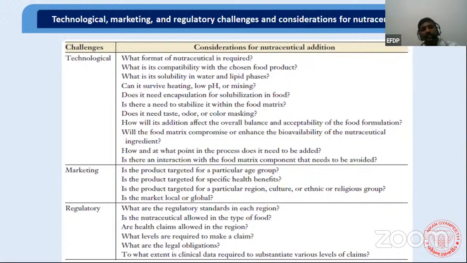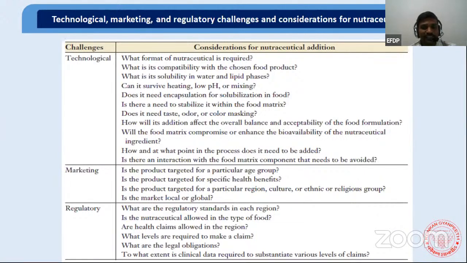Then food matrices: will the food matrices compromise or enhance the bioavailability of the nutraceutical ingredient? Specifically, is there any interaction of the components with the process, and the interaction with the food matrices, because glassy matrices are also preferred nowadays. An example I can give: sugar can be converted into a glassy matrix that can protect a protein from environmental conditions. So that is something which has been proposed nowadays.